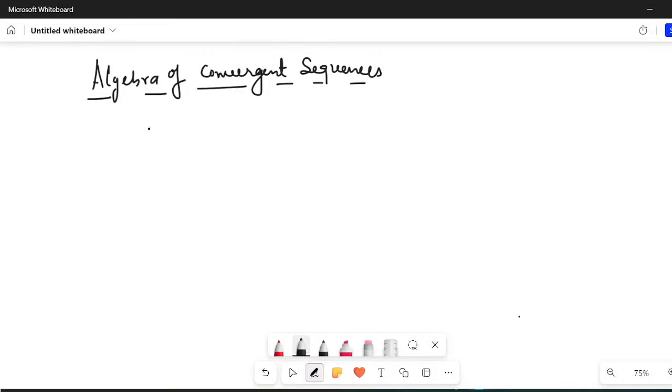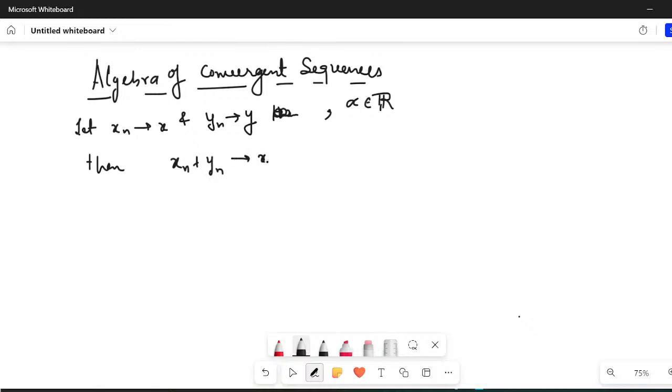So let there be two sequences. Let xn be convergent towards x and yn be convergent towards y, and let us say alpha belongs to R. Then xn plus yn converges towards x plus y.